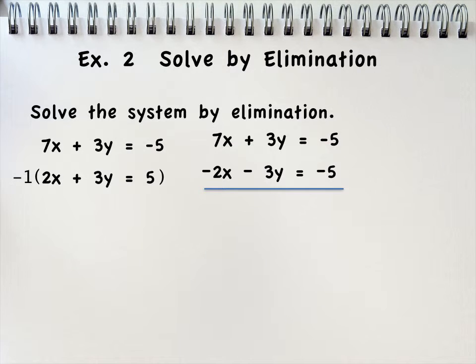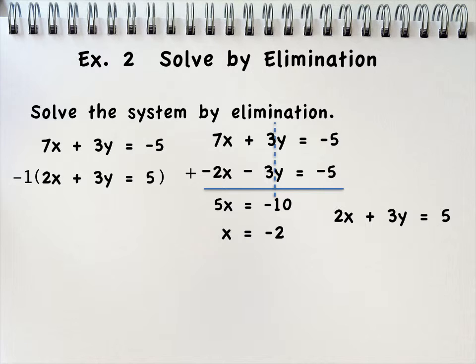Now I can add the two equations, and you will notice that the y terms will cancel out. So when I add my x terms together, I get 5x is equal to -10. We can divide both sides of the equation by 5, and we get x equals -2. That is the x coordinate of my solution to this system of equations. Now remember, we can use either of the two given equations. I'll pick the bottom one because the numbers are smaller and there's no negatives.